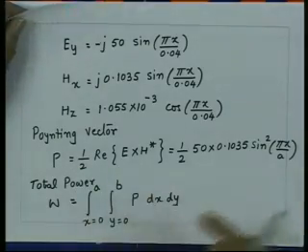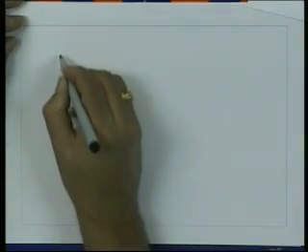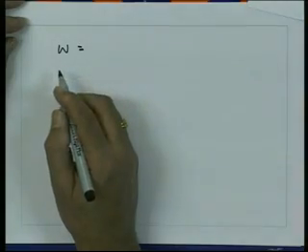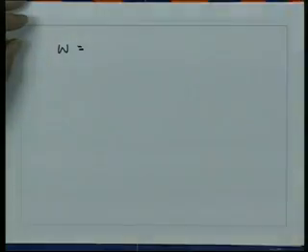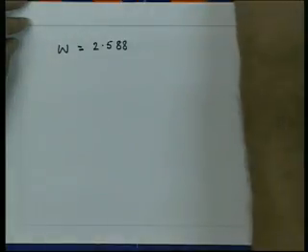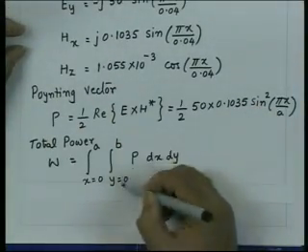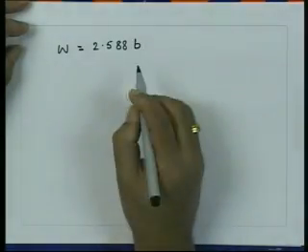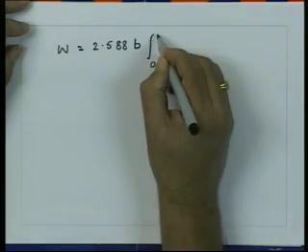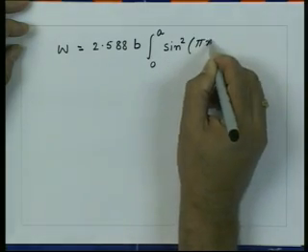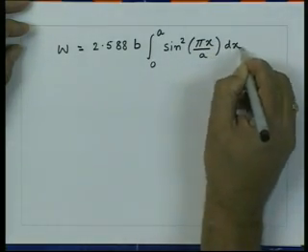So, I can substitute for P inside this and put a and b, you will get the total power carried by the waveguide W. If you solve this, you will get 2.588. The Poynting vector does not vary in y direction. So, this integral with respect to y will be simply b. So, that will be equal to b integral 0 to a sine square pi x upon a into dx.